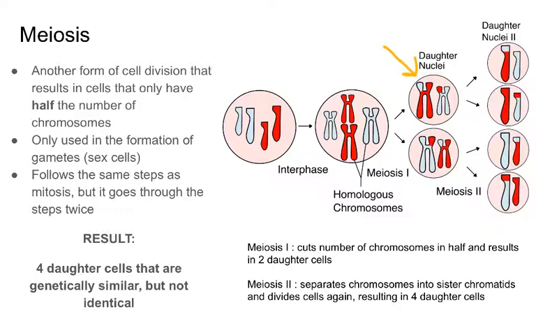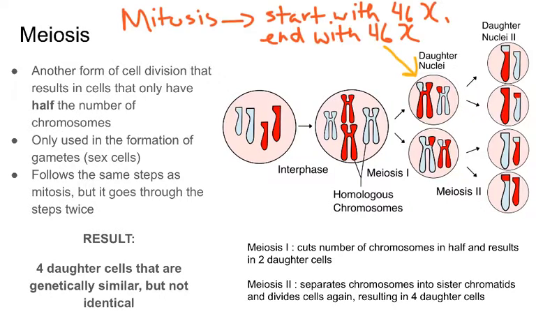So if we look at meiosis as an overview, we see that meiosis's job is to cut the number of chromosomes in half, whereas mitosis's job is just to make a copy. If we remember, mitosis's job is to make a carbon copy of the DNA. So we start with 46 chromosomes and we end with 46 identical chromosomes in the daughter cells. This is not the case for meiosis.